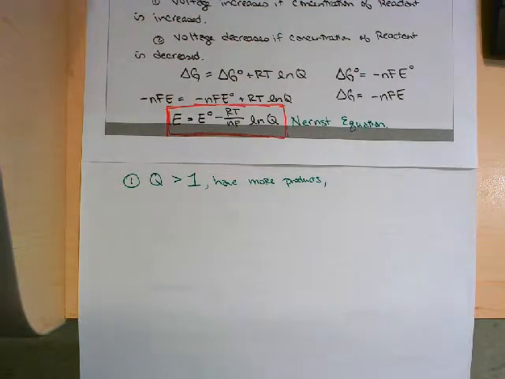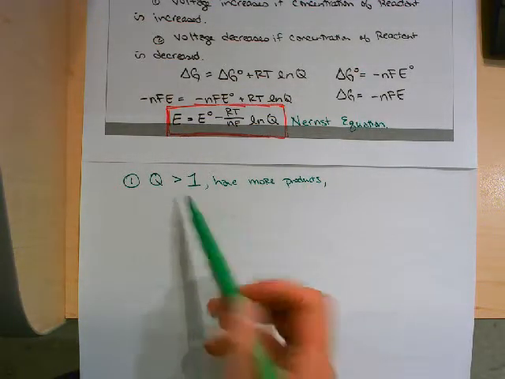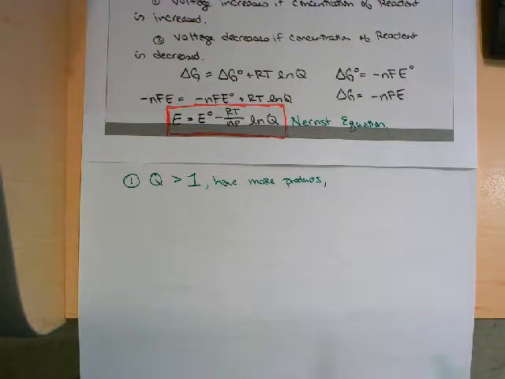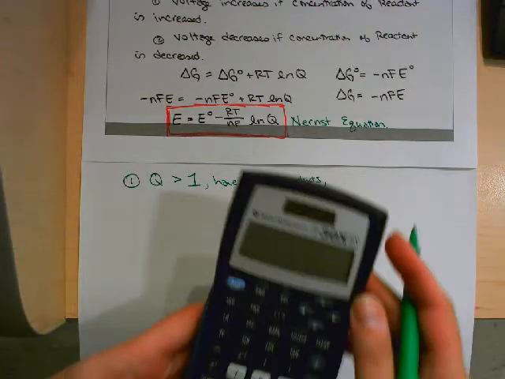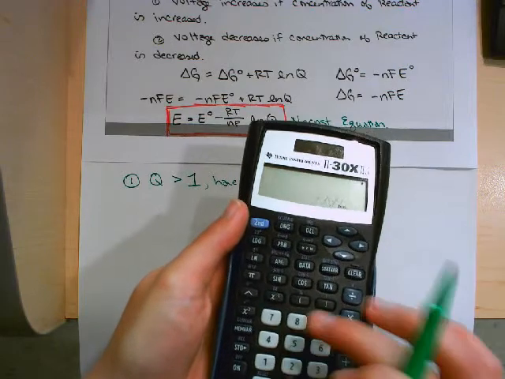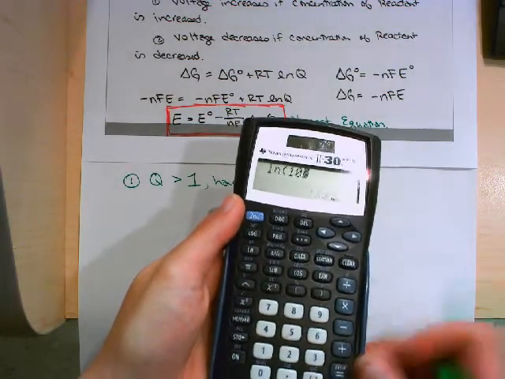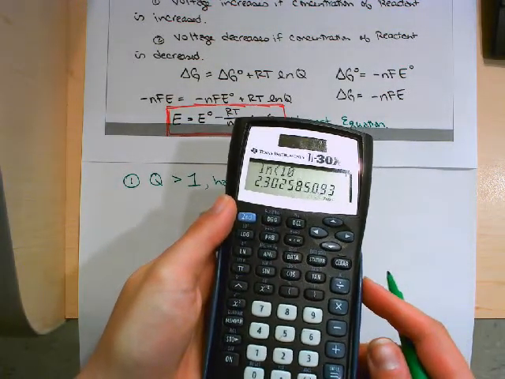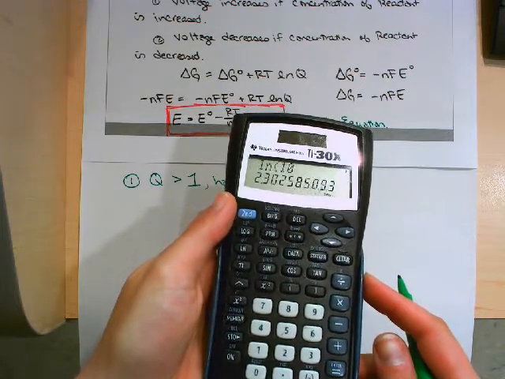Alright, so I have more products. What would be, let's say Q is 10. Is the natural log of 10 a positive or negative number? If you don't know, pull out your calculator and double check. And we'll do it together. There we go. Positive or negative? Excellent.